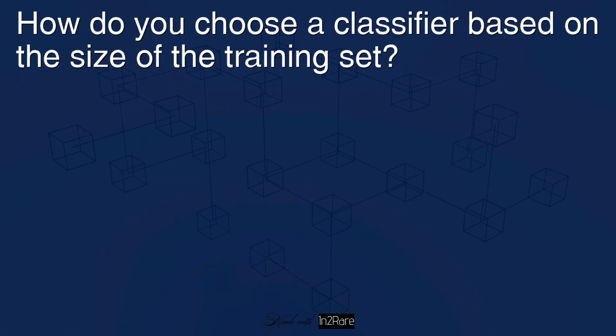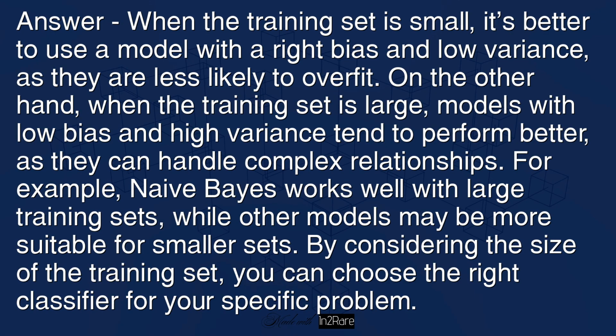How do you choose a classifier based on the size of the training set? Answer: when the training set is small, it's better to use a model with high bias and low variance, as they are less likely to overfit. On the other hand, when the training set is large, models with low bias and high variance tend to perform better, as they can handle complex relationships. For example, naive Bayes works well with large training sets, while other models may be more suitable for smaller sets. By considering the size of the training set, you can choose the right classifier for your specific problem.